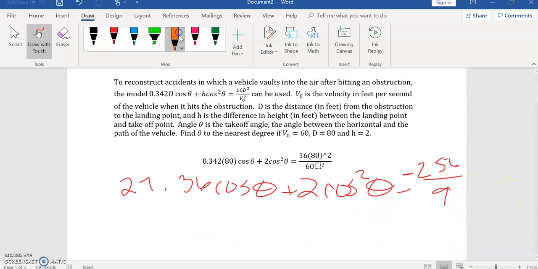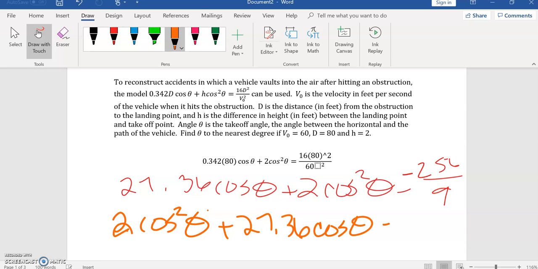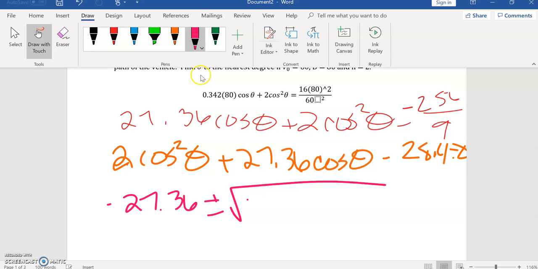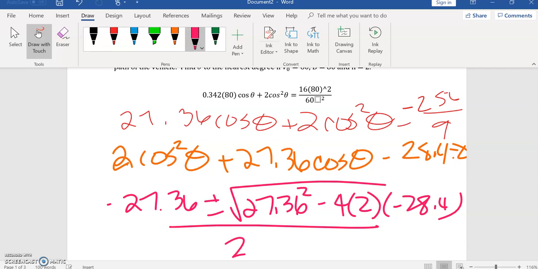Then I look at this and go, this is a factoring problem. So I'm going to rewrite it a little: 2 cosine squared theta plus 27.36 cosine theta minus 28.4, because I moved it over here, equals 0. The reason I did that is now I can plug into my quadratic formula: negative 27.36 plus or minus the square root of 27.36 squared minus 4ac, over 2a.